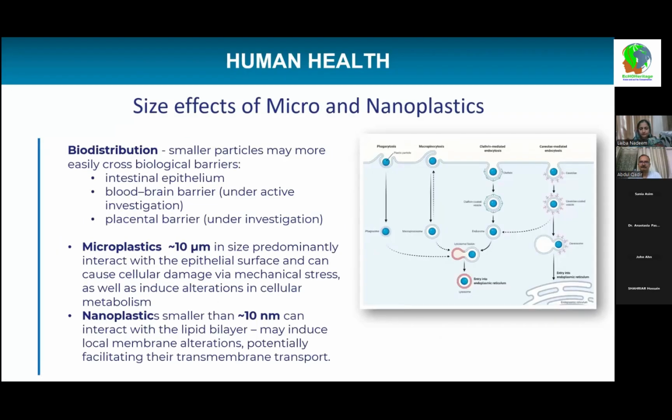At the smallest size, about 9 nanometers, they can interact with and disrupt cell membranes and potentially cross biological barriers such as the intestinal wall, placenta, and blood-brain barrier. These barriers no longer prevent the passage of micro and nanoplastics. And once such particles cross into the tissues, there are currently no established mechanisms for their removal.